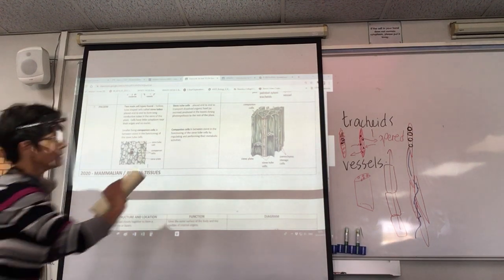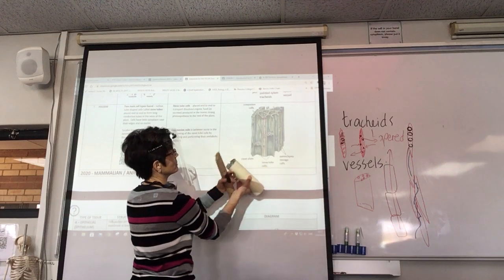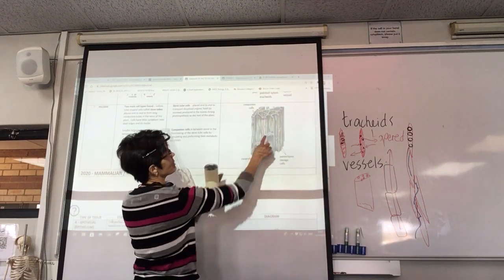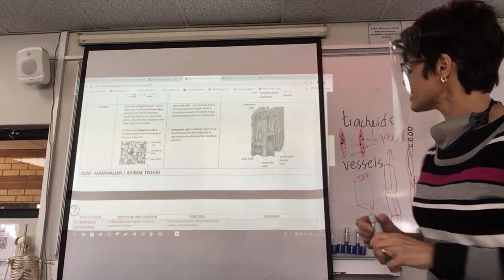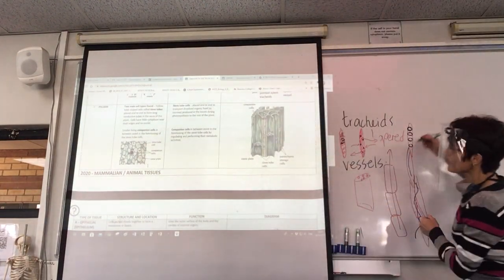So here, there's a sieve tube cell, and there's the sieve plate. So it's very easy to see that under the microscope. Phloem tends to stain blue-green, so they draw it like that.